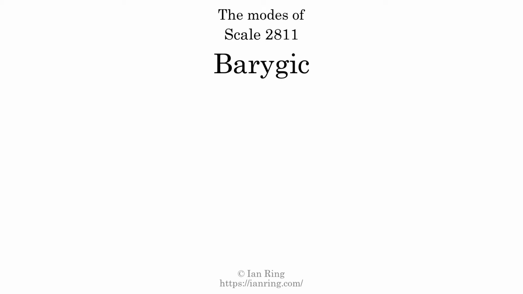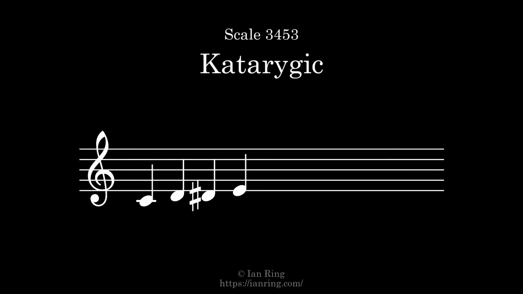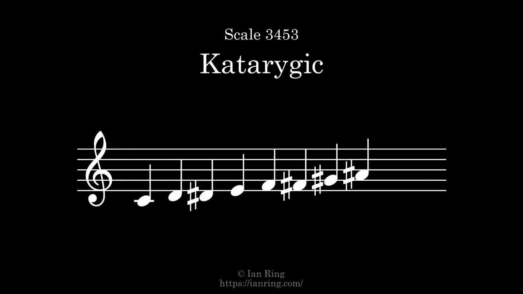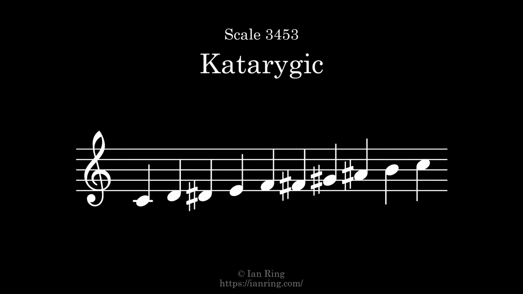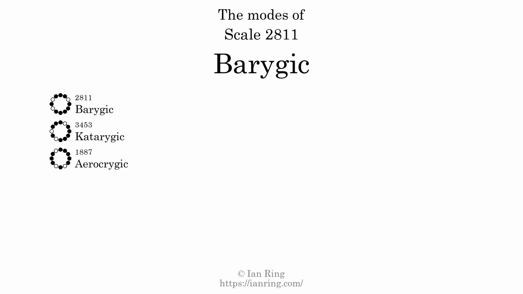This scale has 9 modes. The first mode is itself. The second mode is scale 3453, also known as Barygic. It sounds like this. The third mode is scale 1887, also known as Barygic. It sounds like this.